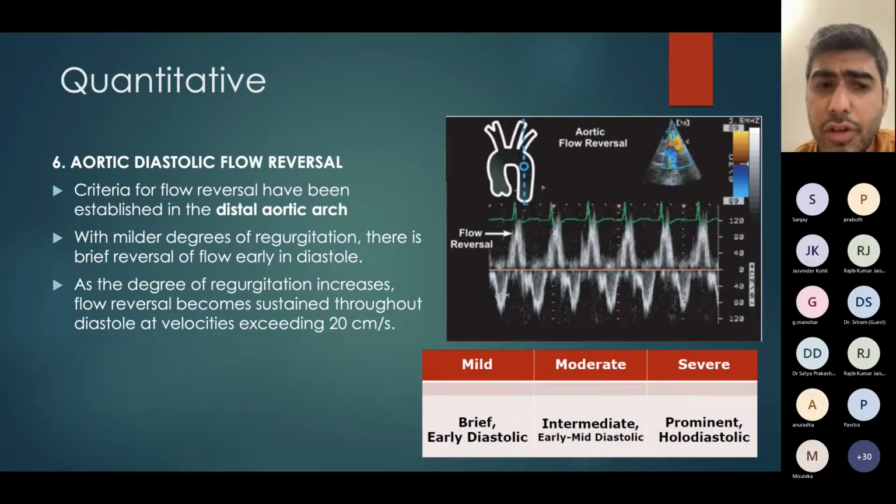The diastolic flow reversal also has been measured for quantifying the severity. With mild degrees of aortic regurgitation, there is only brief reversal during the early diastole. As the severity of regurgitation increases, the flow reversal will become sustained and throughout the diastole at velocities exceeding more than 20 centimeters. And in severe aortic regurgitation, there is usually a prominent holodiastolic flow reversal.